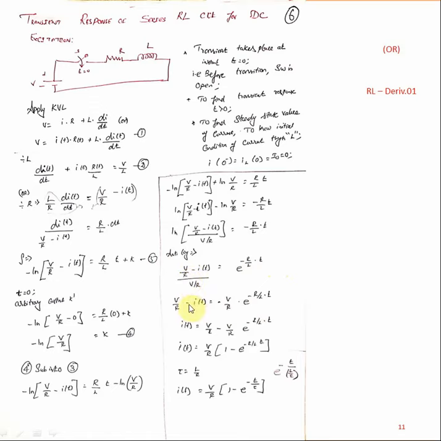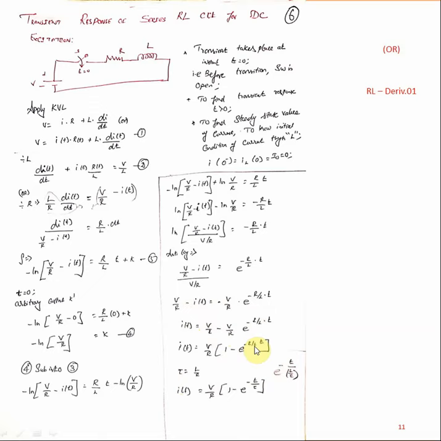Then after that, I want to keep only I of t on one side, so I move the other terms to this side. So V by R minus this term, I of t comes here as a plus. This is the equation. Here V by R is common, so you can move it outside: 1 minus e power minus R by L of t. Then R by L, you replace with tau.